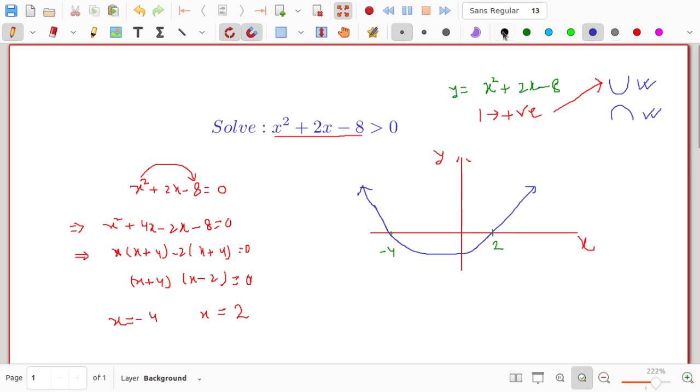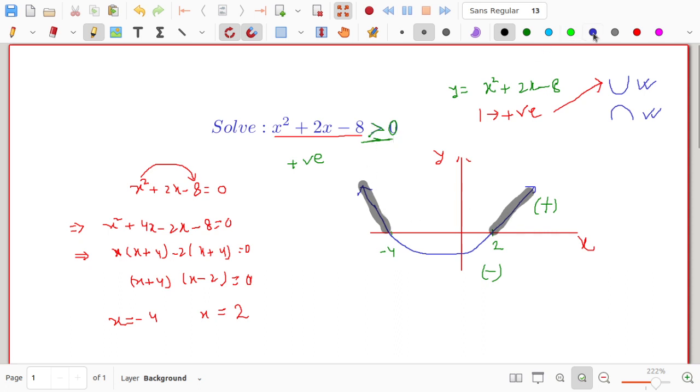Our next step is to look at the inequality. What is the inequality? x square plus 2x minus 8 is greater than 0. In this graph, the upper portion is positive and the lower portion is negative. Greater than 0 means positive, and positive means the portion above the x-axis. That means it will represent this portion and this portion. These two portions are above the x-axis, so these portions represent greater than 0.